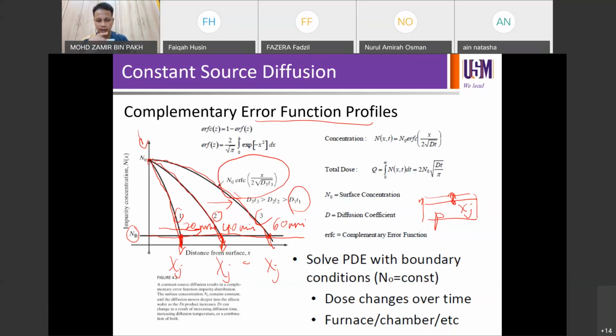From this particular case as well, if you run constant source diffusion, you can use this equation to calculate the concentration at any point in the silicon. You can use this equation to calculate the dose during the process. So N naught is given by your peak concentration, D is the diffusivity or diffusion coefficient, and erfc is the complementary error function of the profile, right?